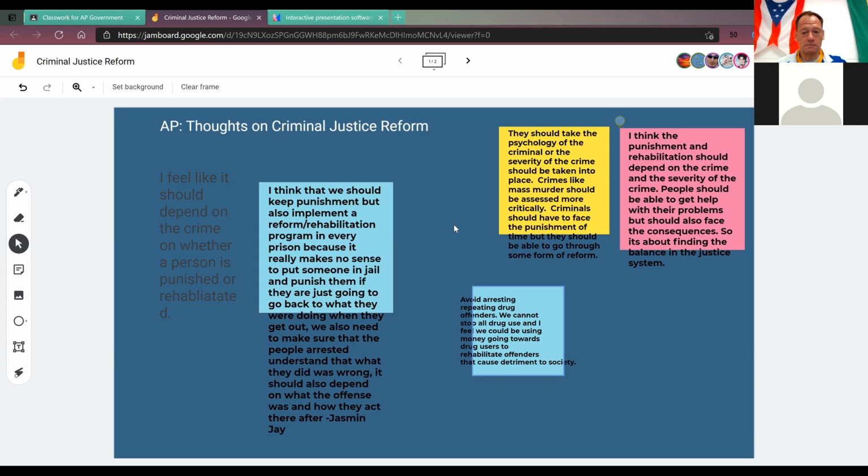Yeah, and it makes sense to put someone in jail for long amounts of time if you know that they're just going to go back out once they get out and do the exact same thing. Yeah, that's true. Another point, or sorry, go ahead. No, you go ahead, Olivia.